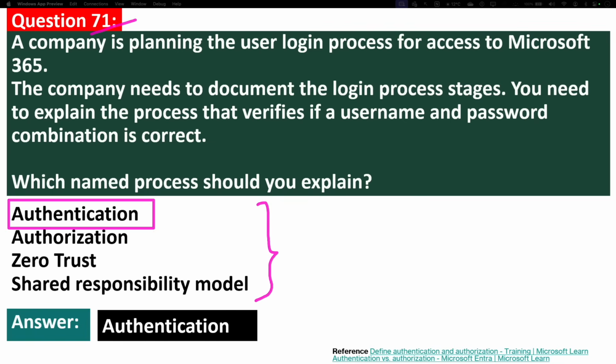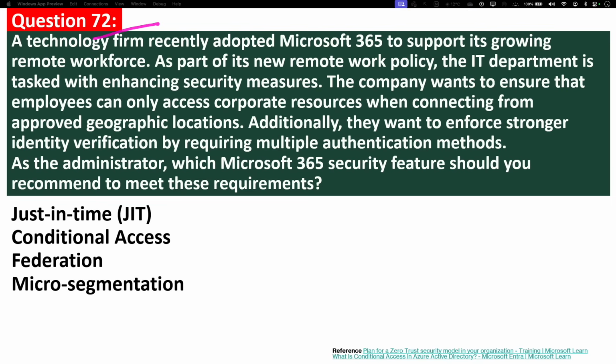First, let's understand what is authentication. Authentication is the process of verifying if the provided credentials are correct. Authentication in Microsoft 365 is the process of verifying a user's identity before granting them access to Microsoft 365 services like Outlook, Teams, SharePoint, and OneDrive. Think of it as the digital equivalent of showing your ID badge before entering a secure building.